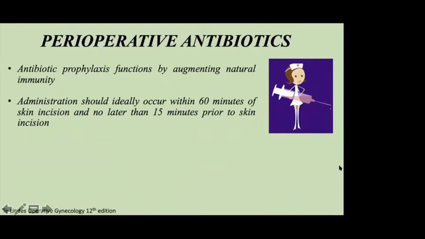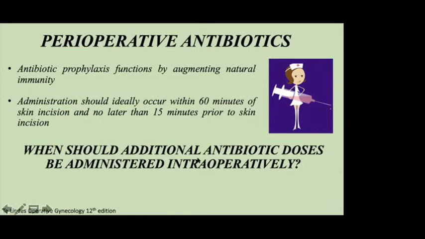So antibiotic prophylaxis functions by augmenting natural immunity, but it actually has a narrow window of opportunity. Hence, the timing of our perioperative antimicrobial prophylaxis administration is of critical importance. So when do we give it? The administration should ideally occur within 60 minutes of the skin incision and not later than 15 minutes prior to skin incision. Why? This allows for adequate serum and tissue concentration to be present at the time of skin incision itself.